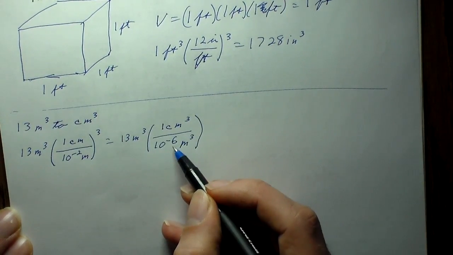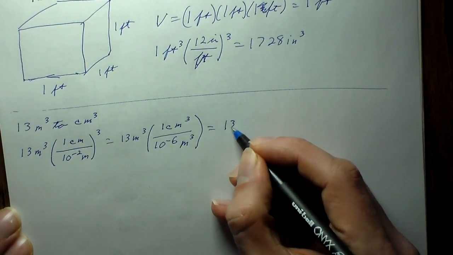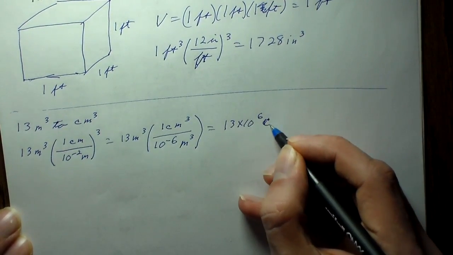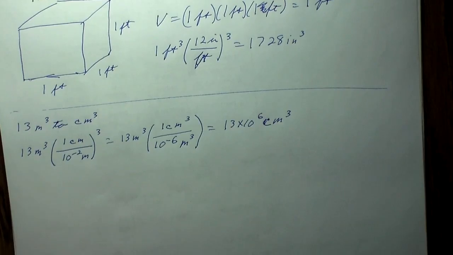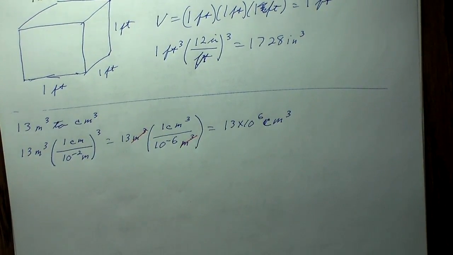And of course 1 over 10 to the minus 6 is going to equal 10 to the plus 6, so that's going to be 13 times 10 to the 6th cubic centimeters. All right, so the cubic meters, these cancel out, and you're left there with cubic centimeters.